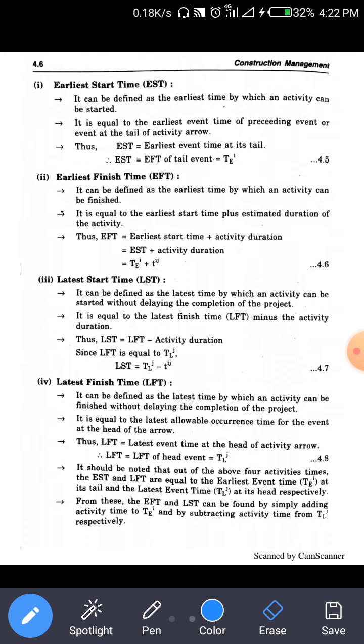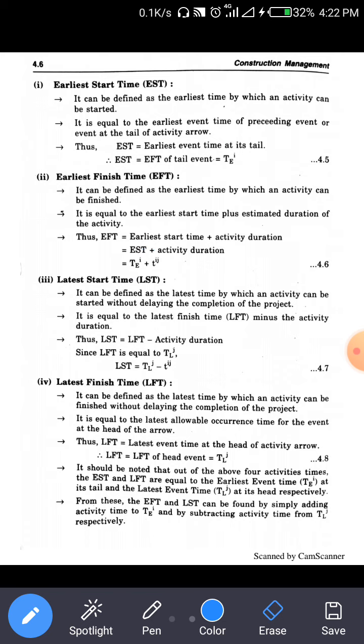Similarly, EFT, the earliest finish time, is defined as the earliest time by which an activity can be finished. It is equal to the earliest starting time plus the duration of the activity, so EST plus activity duration: TEI plus TIJ is the earliest finish time.